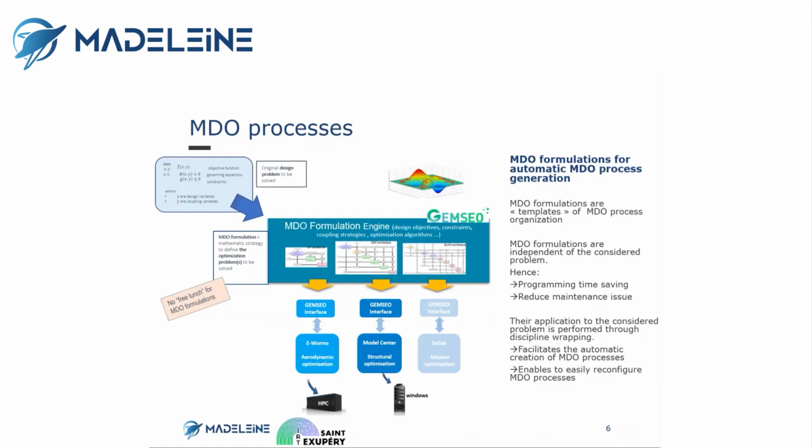So in GEMSEO, we have coded in advance a range of MDO formulations, and it saves some time for the designer. He can use some already existing MDO formulations, and this also reduces the maintenance issue. So what should the designer do? He just has to interface his disciplines, his models, to GEMSEO and choose an MDO formulation, and then GEMSEO automatically computes the MDO process.